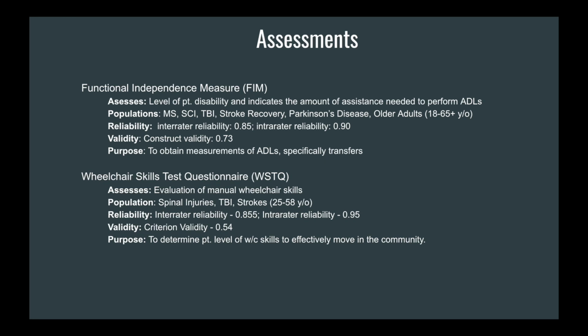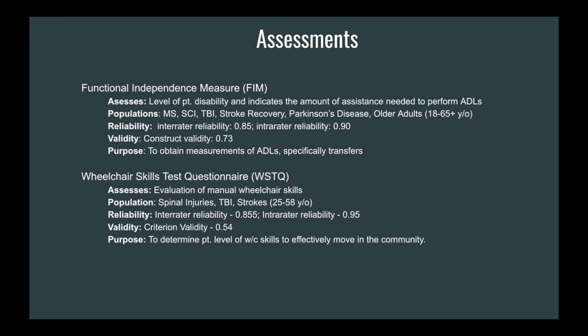The first assessment we chose for our client is the Functional Independence Measure. This assessment will assess what level of disability the patient is at and will help us to identify the amount of assistance needed to perform his ADLs. The populations for this assessment are MS, SCI, TBI, stroke recovery, Parkinson's disease, and older adults, and the age range for this assessment is 18 to 65 plus years old. The inter-rater reliability is 0.85. The intra-rater reliability is 0.90. For the validity, the construct validity is 0.73.